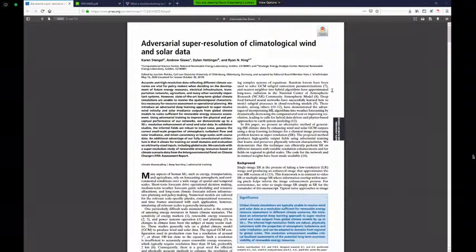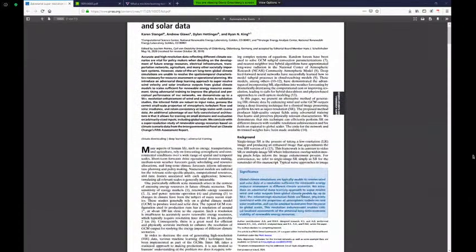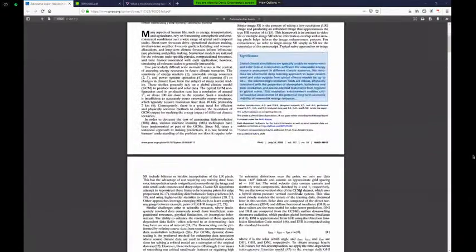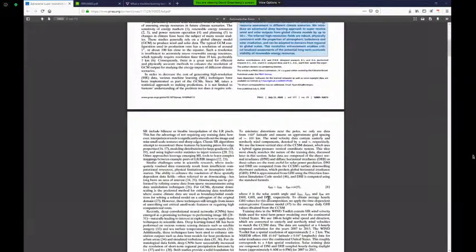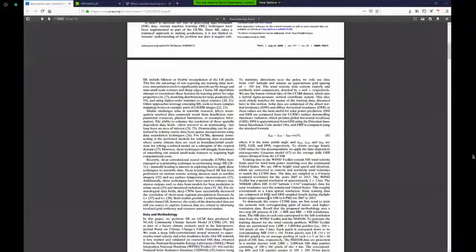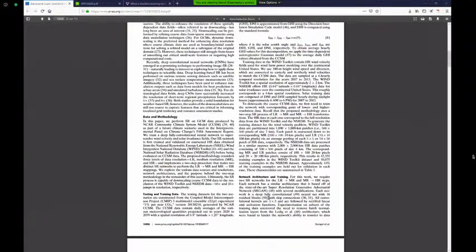And this general problem is called superresolution, taking an image and increasing the resolution that you have. So we'll go over a little bit about what they're trying to do, what are the actual fields they're trying to reconstruct, and what are their techniques.